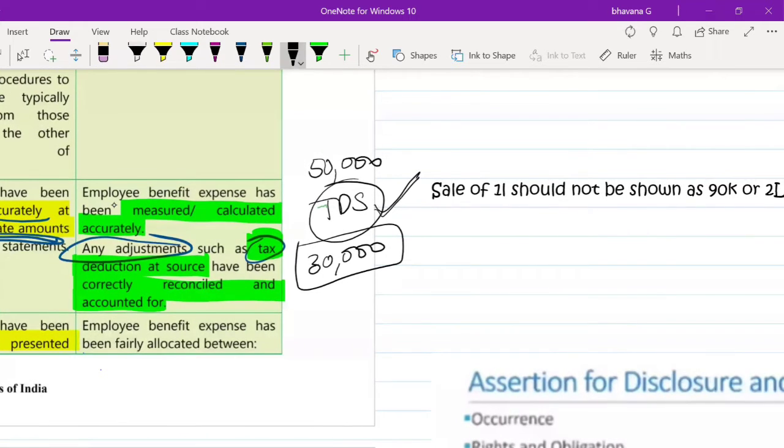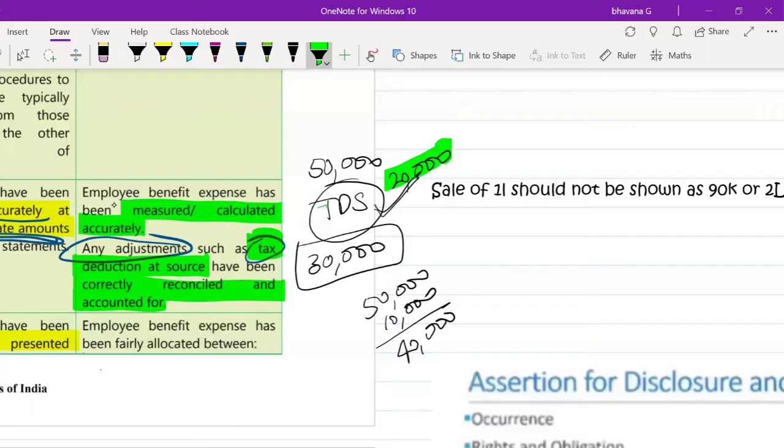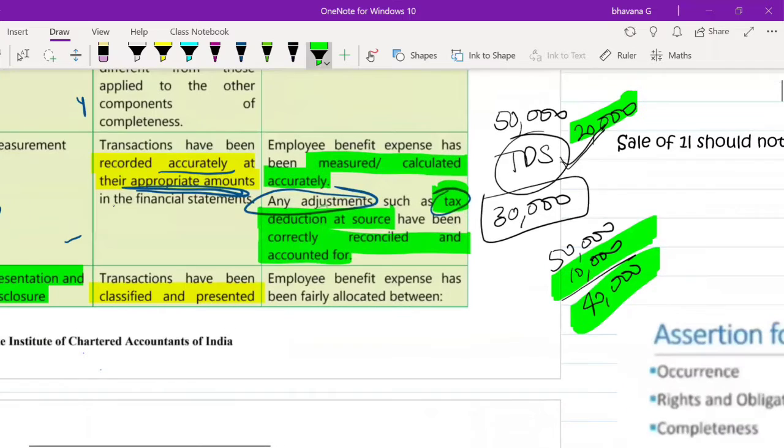Suppose what you had to deduct was 20,000, but you just deducted 10,000 and showed it as 40,000. What you paid as TDS was 20,000 only. But just because you thought the profit was coming too much and you wanted to reduce the profit, you only accounted 10,000 rupees and increased your expense. Like this, you must not do. So whatever is the correct amount, that only you have to properly measure and recognize.